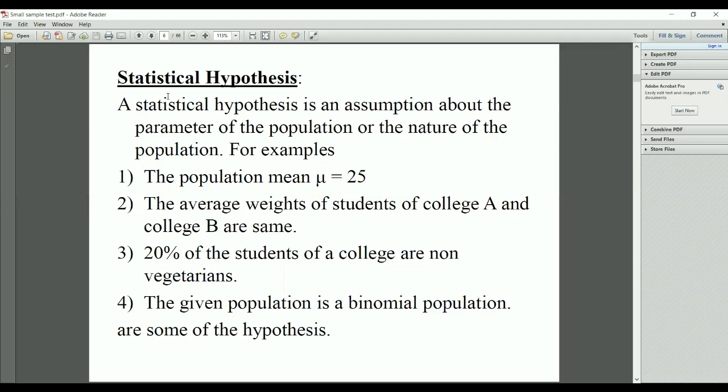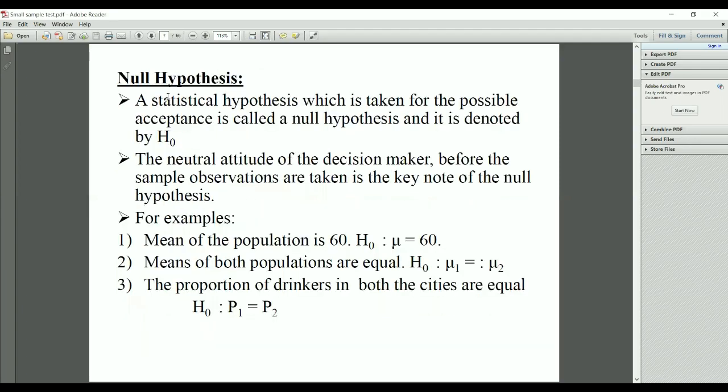Now, the null hypothesis. A statistical hypothesis which is taken for possible acceptance is called the null hypothesis, and it is denoted by H0. This is the sign of H0; whenever you see H0, that is the null hypothesis. The neutral attitude of the decision maker before the sample observations are taken is the keynote of the null hypothesis. For example, the mean of the population is 60. I am assuming that the mean of the population is 60.